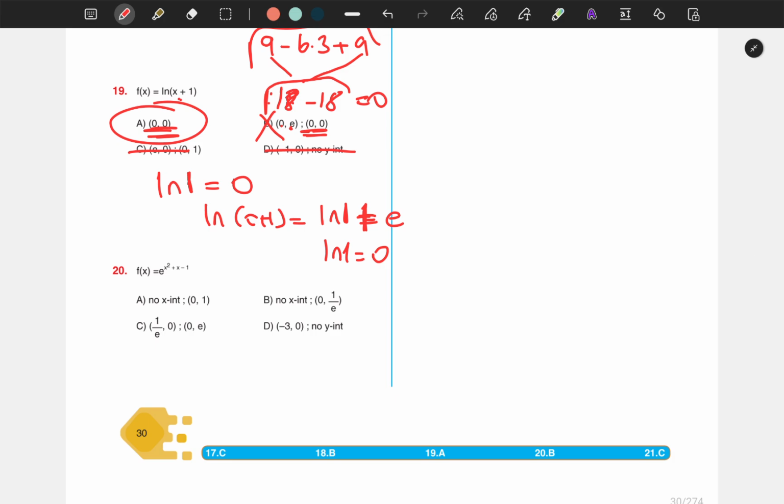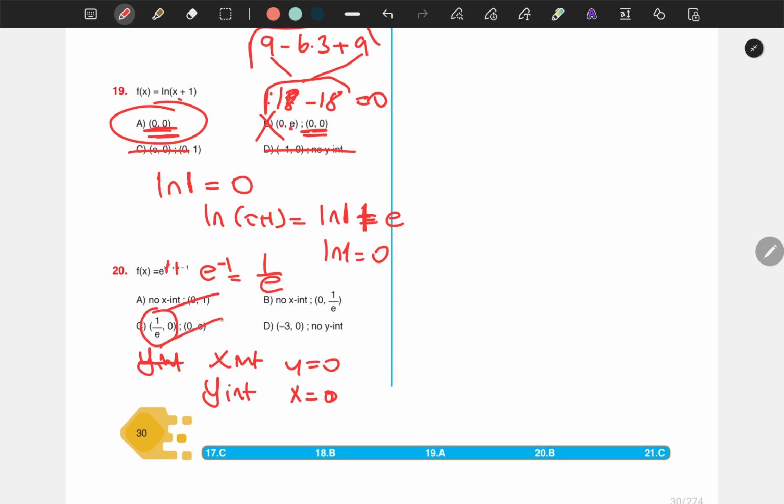Okay. For x-intercept, y is 0, isn't it? Let me check 0. Or actually, let me do this one. Y-intercept, x equal to 0 first. If I replace x with 0, look, 0, 0, e to the power of negative 1. Guys, e to the power of negative 1 always equals 1 over e. Which one in the options has 1 over e as a y-intercept? This is no. This we have it, but this is the x-intercept, isn't it? Because y is 0. This one we don't have. Look at B. X is 0, y is 1 over e.